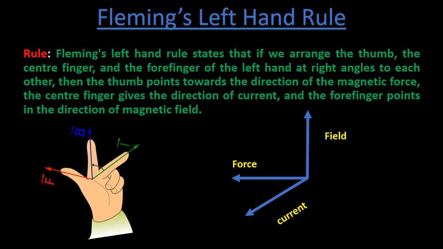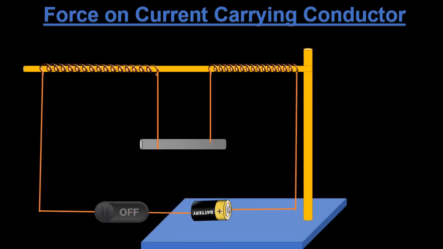Now we have to use this concept in order to find the force acting on the conductor. Before understanding this topic, force acting on the current carrying conductor, let us see one activity. This is the activity setup. There is a battery here, and this is a wire through which the current flows, and this is a conductor, and this is a switch.